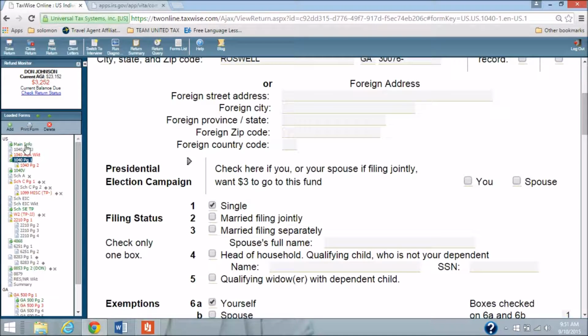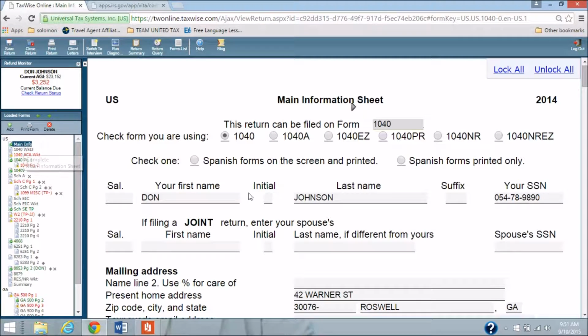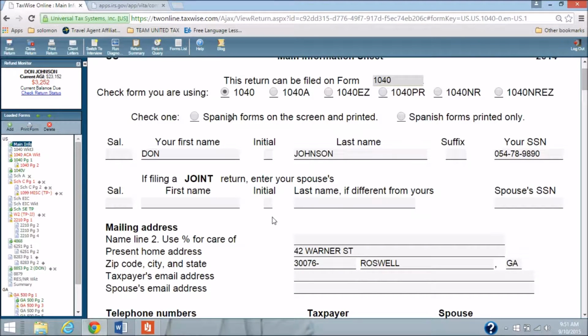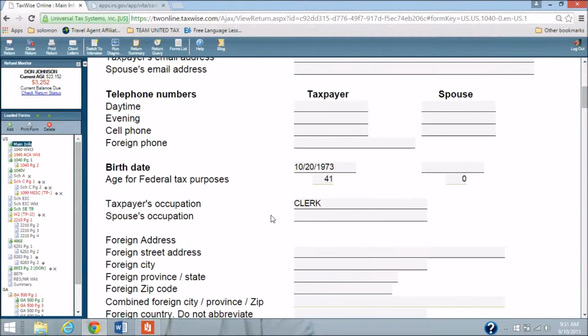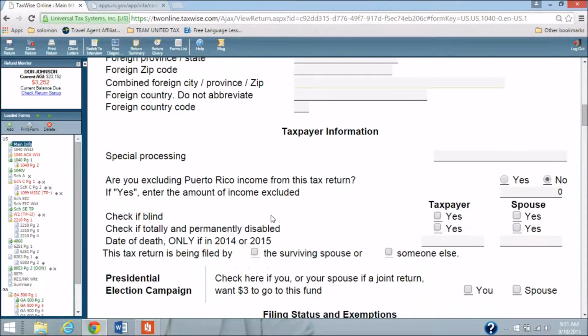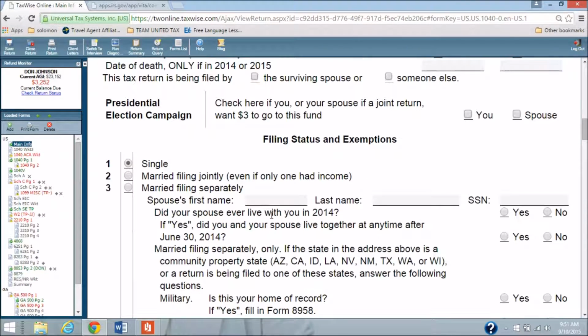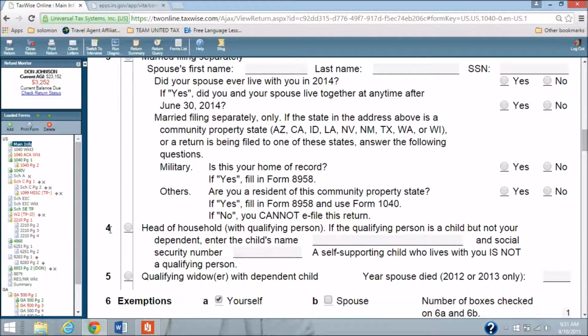And how we do that is we go to the main information sheet. This is the parent form, so the changes on this form affect all other forms. As we go down, we see filing statuses and exemptions. So I'm going to go ahead and just click on head of household, and you always tab because it causes the calculation to take place. So I selected head of household.